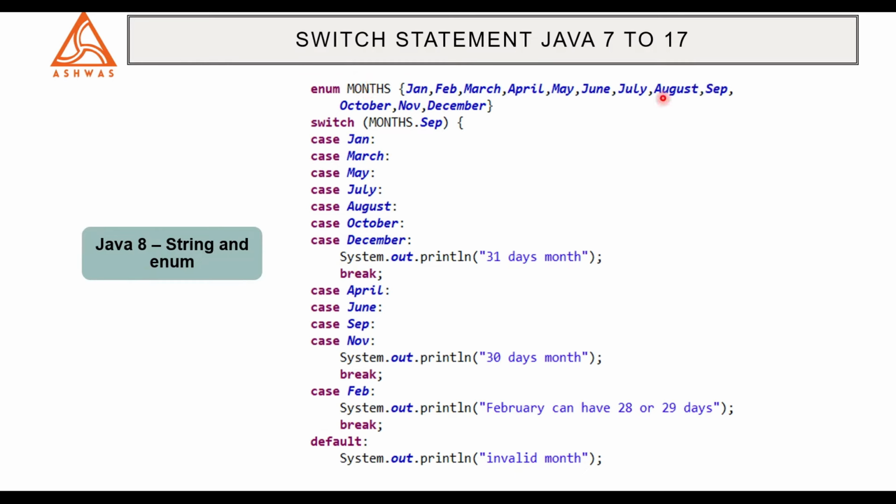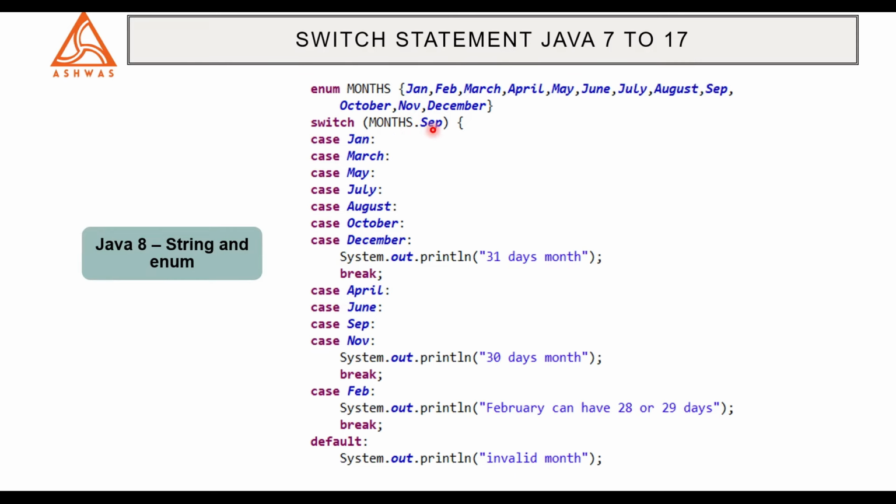Enum is a collection of constant values which is declared prior to its use. So my enum here is months and it consists of comma separated values. I have names of the months here, comma separated and enclosed within curly braces. I pass one of those values to the switch statement. Enums were officially allowed from Java 8. So I say the name of the enum dot the value and I pass it down.